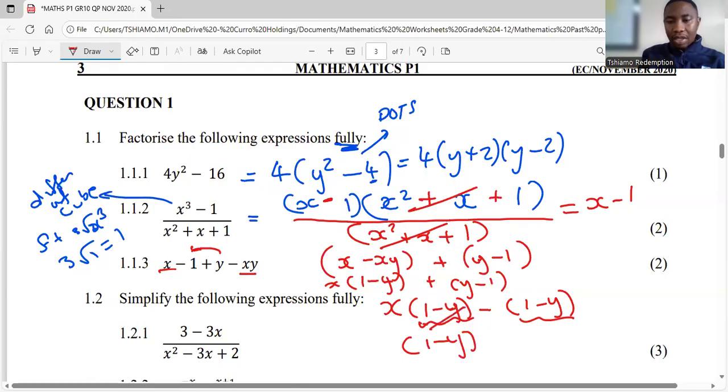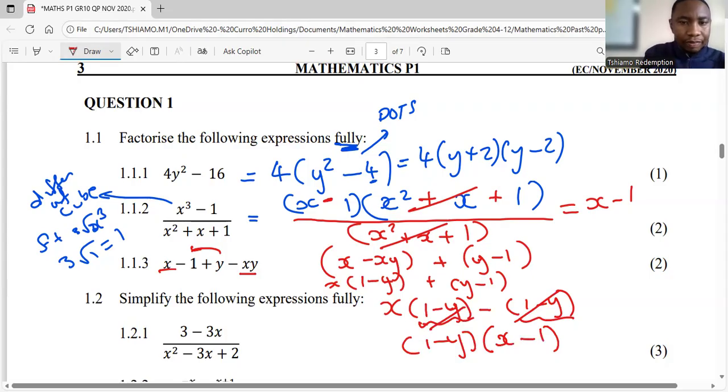1 minus y becomes a common factor. Then what am I left with? x. If this whole bracket moves, then what are we left with? This whole bracket goes away, then we're left with 1. So that is your answer. So you saw the first step, we tried to group these two together. It didn't work. So you have to change. If those two don't work, try the other 2 terms, group them together. Look for a common factor, and then you should be fine with that one.